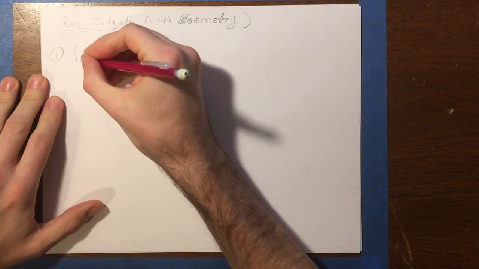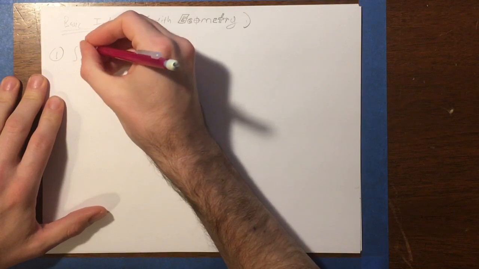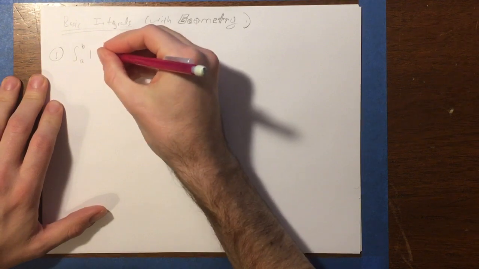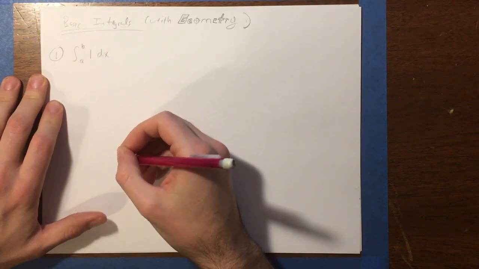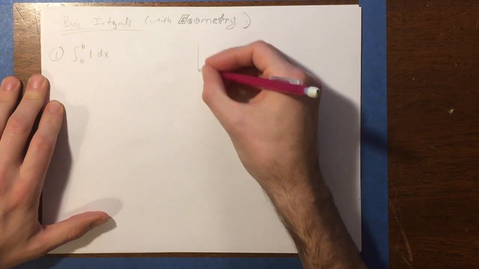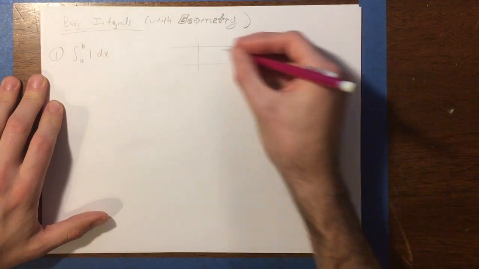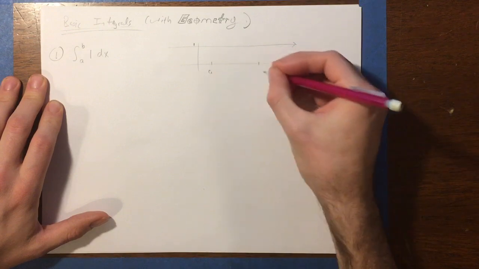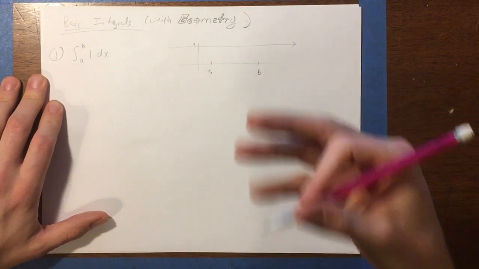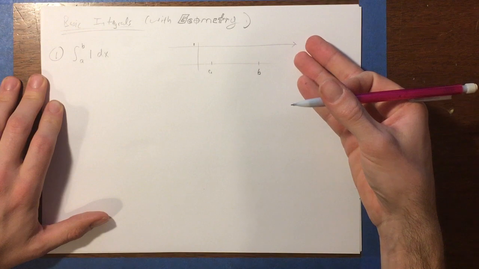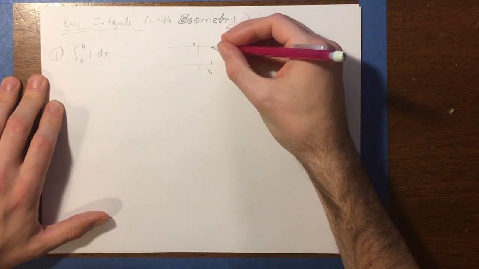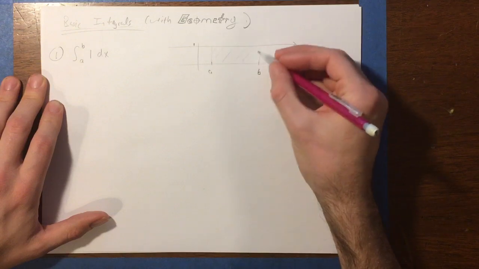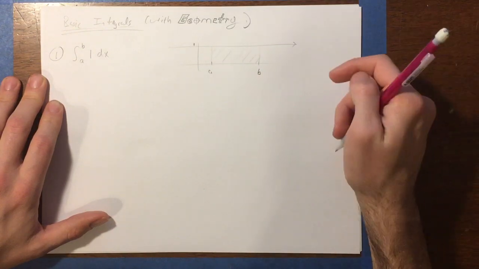So the first one I want to look at is an integral from a to b, some interval a to b, of the function 1, the constant function 1. Well, let's see. If we were to graph the constant function 1, it would be a horizontal line at height 1, right? And if we have an interval on the x-axis from a to b, then the definite integral of this constant function on that interval will be the area of this rectangle right here. It's just a rectangle, right?